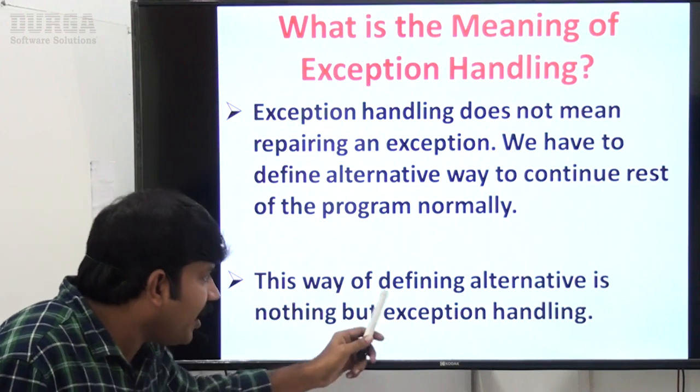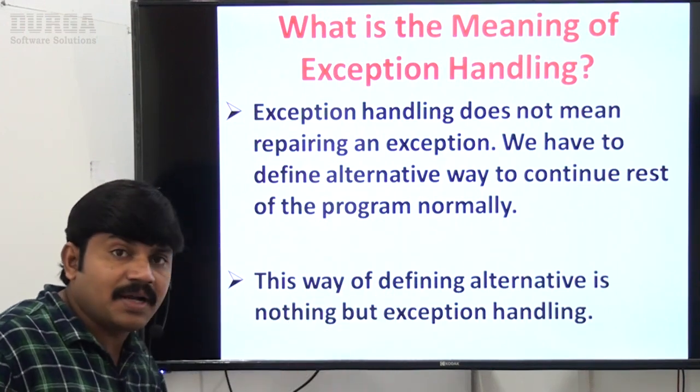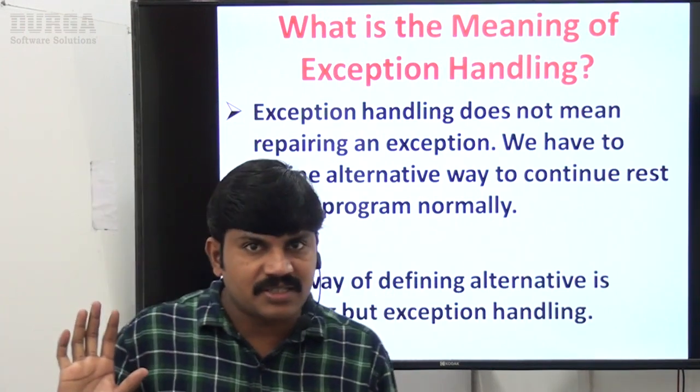Okay, this way of defining an alternative is nothing but exception handling. Are you in the position to understand? Just observe. Assume that my programming requirement is to read the data from a London file. At runtime, if the London file is not available, then a file not found error stops the program, which is abnormal termination. Remember this, because you are not handling the exception, the file not found error immediately stops the program. But now I want to provide a local file to continue the rest of the program normally.